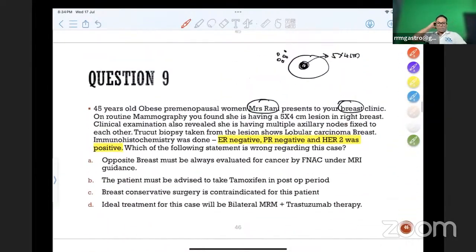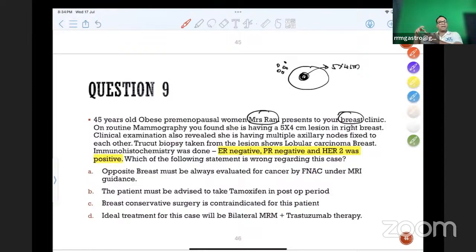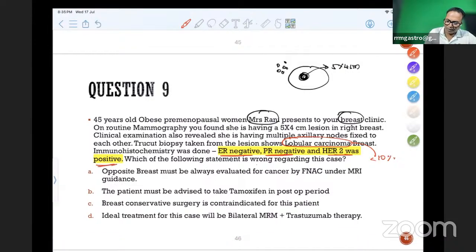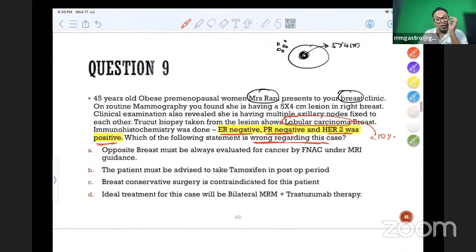So this lady is now coming to you with a tumor in the right breast with multiple fixed axillary nodes. Clinical examination also reveals she has multiple nodes. The classical catch point is here. True cut biopsy shows lobular cancer of breast. It is a very rare cancer, less than 10%. IHC was done: ER negative, PR negative, HER2 positive. Which of the following is wrong regarding this case? Yes, can you tell me which is wrong?